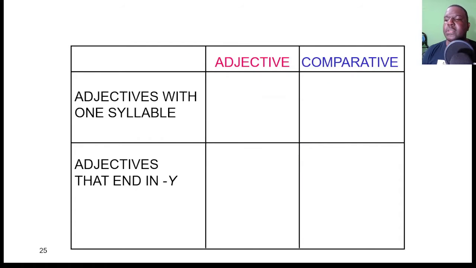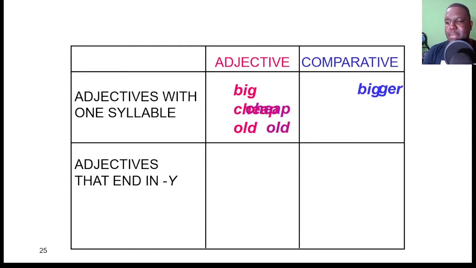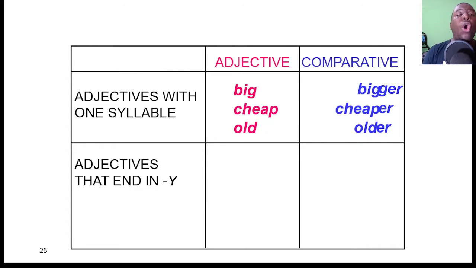We have some adjectives and comparatives, and we have adjectives with one syllable. How do we use adjectives with one syllable? Well, we have the word big, and the comparative is bigger. Cheaper, and old, we have older. So we put er after the adjective.